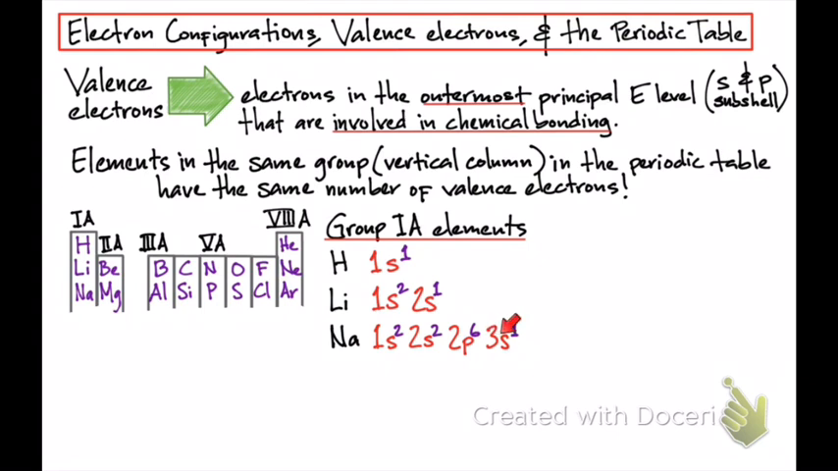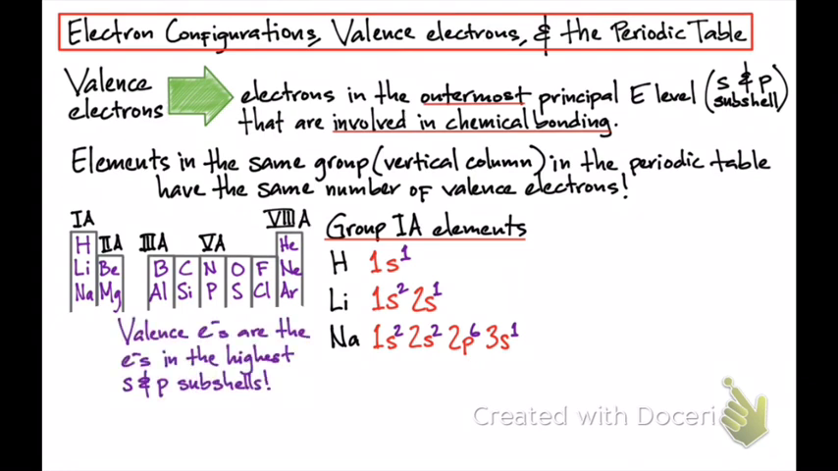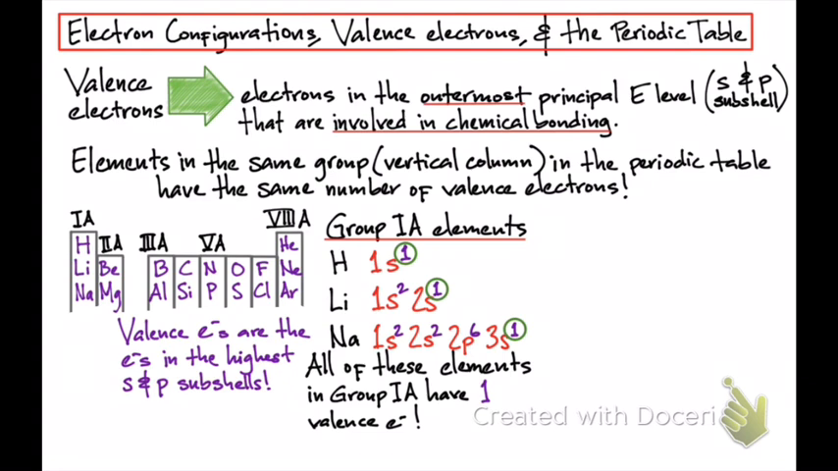We know that a 3s is higher in energy because it's got principal energy level 3, or main energy level 3, versus energy level 2. So you always go with the highest s and p sublevels. As a reminder, the valence electrons are the electrons in the highest s and p subshells or sublevels. So all of the elements in group 1 have 1 valence electron.